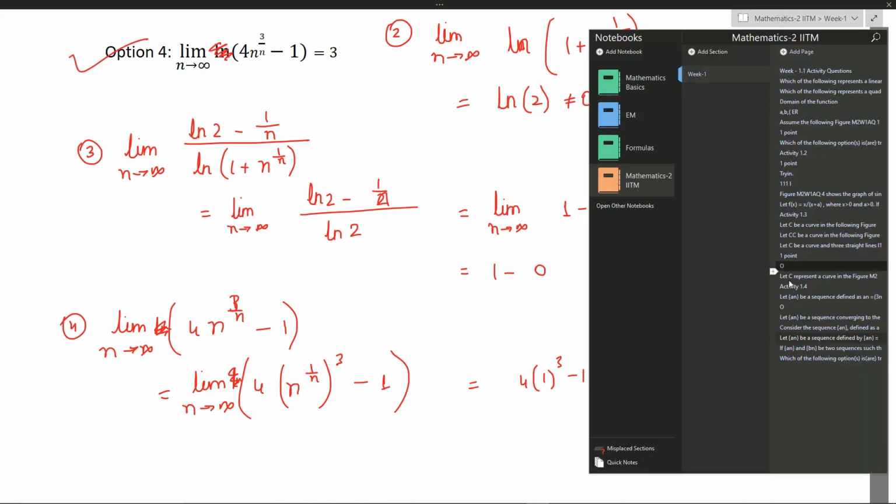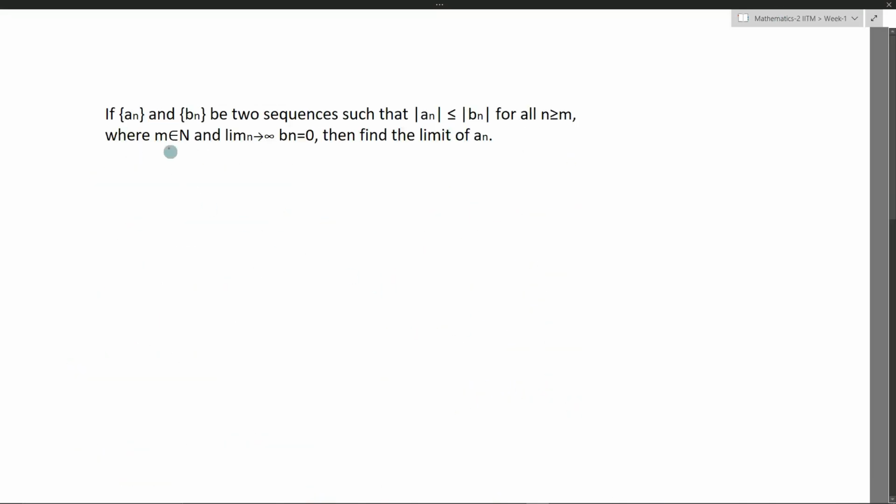So moving on to the next question. Let an and bn be two sequences such that the magnitude of an is always less than or equal to magnitude of bn for all n greater than or equal to m, where m belongs to the natural numbers and limit n tends to infinity, bn is equal to 0. Then find the limit of an. So we have to find limit n tends to infinity of sequence an. So this is what they have given. They have given limit n tends to infinity of sequence bn is 0.